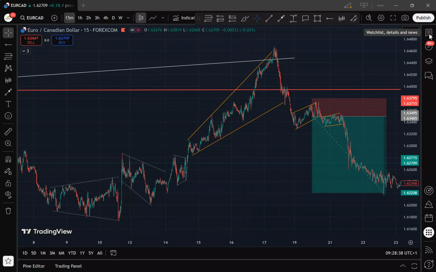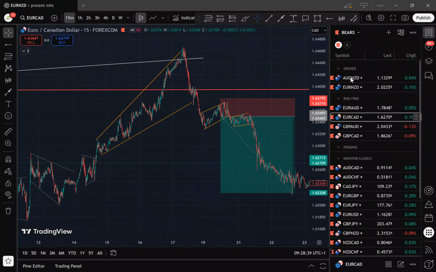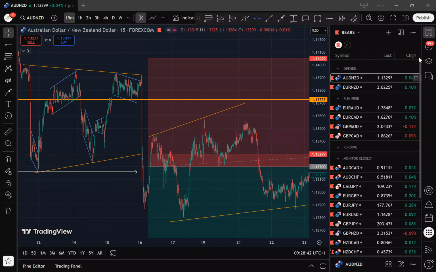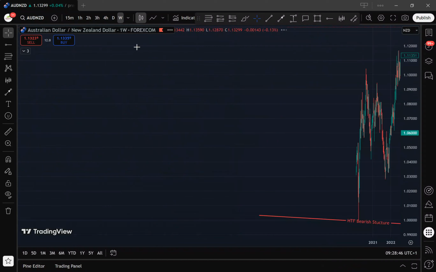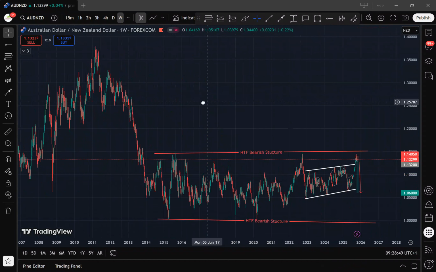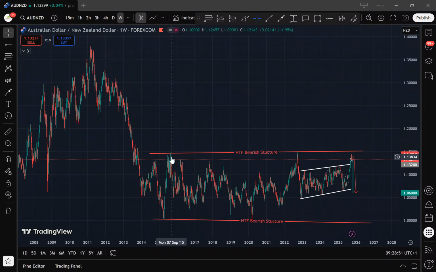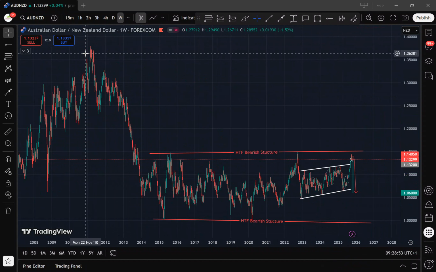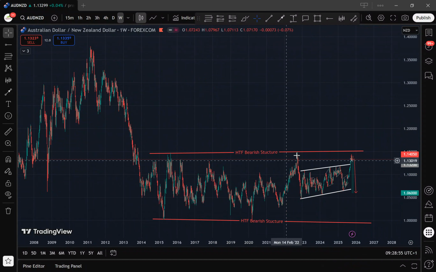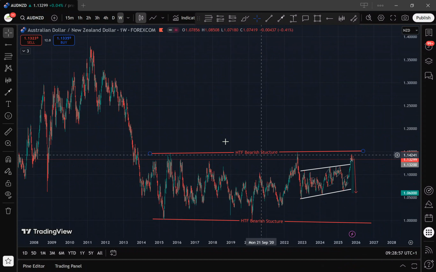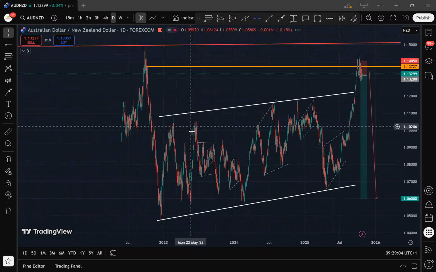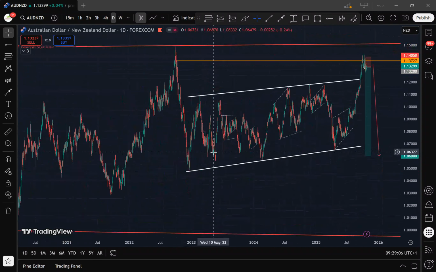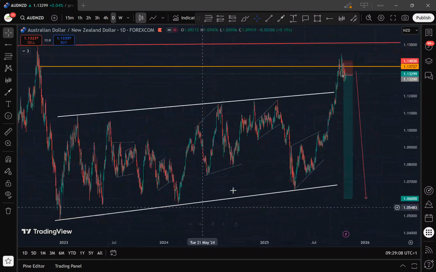So we are starting with AUD New Zealand this week, Australian dollar and New Zealand dollar. On the AUD New Zealand, we talked about this higher time frame structure. The structure remains unchanged. We have this bearish impulse and this bearish continuation structure. Within this higher time frame structure, if we go down a bit to the daily time frame, we have another higher time frame bearish impulse right here. Then this bearish continuation structure.